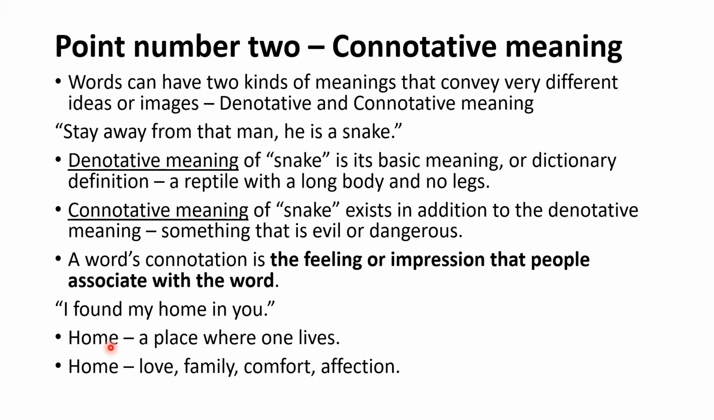Let's look at another example here. I found my home in you. I found my home in you. How can a home be in a person? Because a home is actually a place. How can it be in a person? That cannot make sense. So home has a connotative meaning. And what is that? Telling that you are my home, I find my home in you.